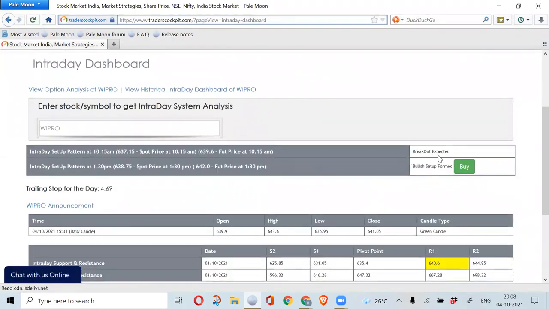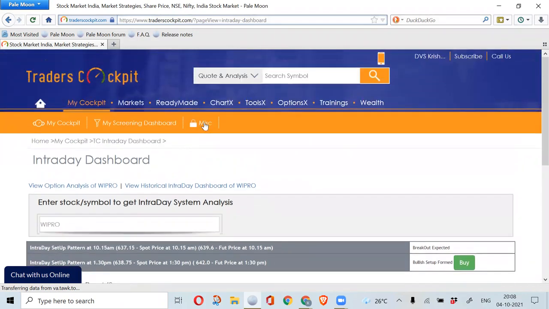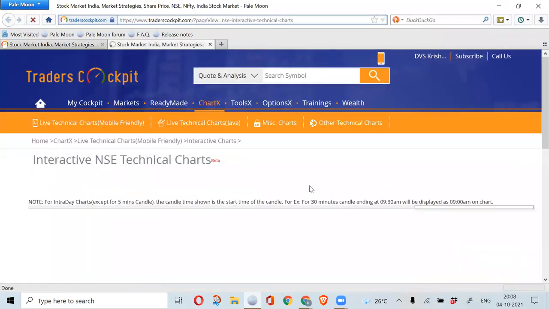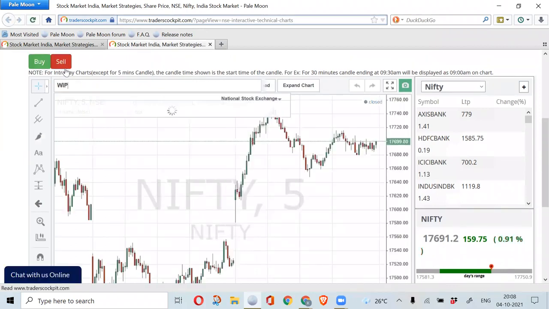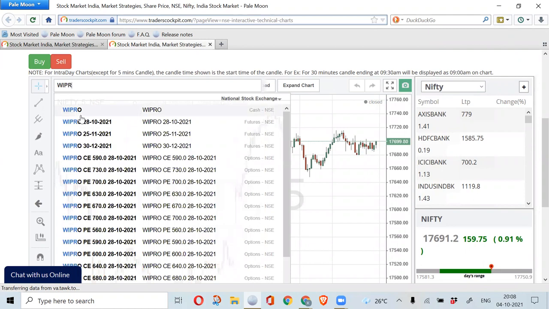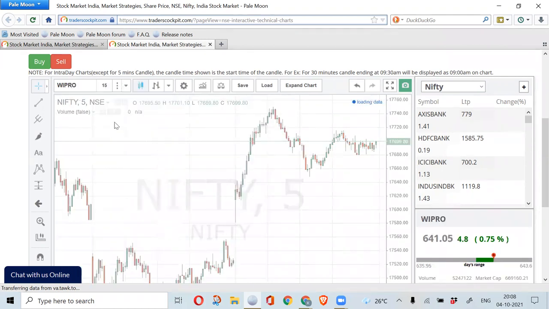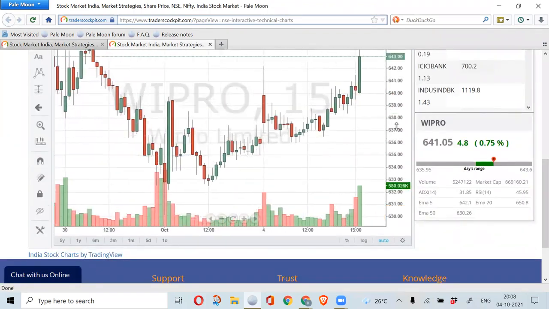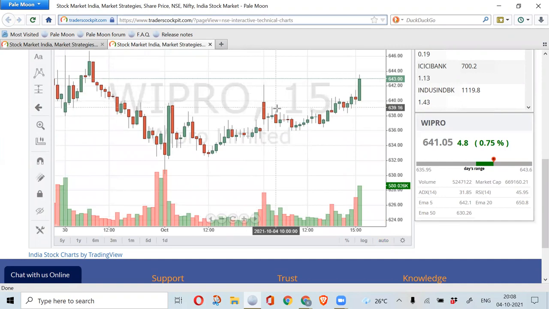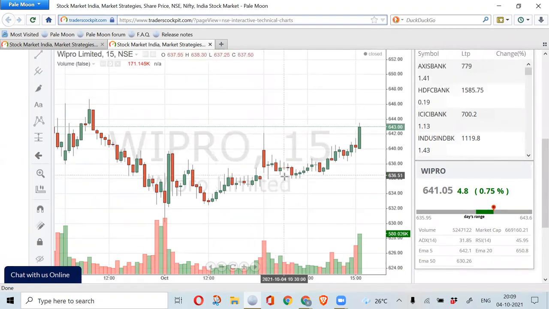Breakout expected at 10:50 in the morning. Parallelly, let us open the chart and see what is happening in Wipro according to the analysis done by the software. I am opening the Wipro stock on a 15 minute time frame. If you see Wipro, in the first 1 hour of the market the stock is range bound, and we don't know in which direction the stock can go. So we should always wait for a better analysis and then go for a trade.